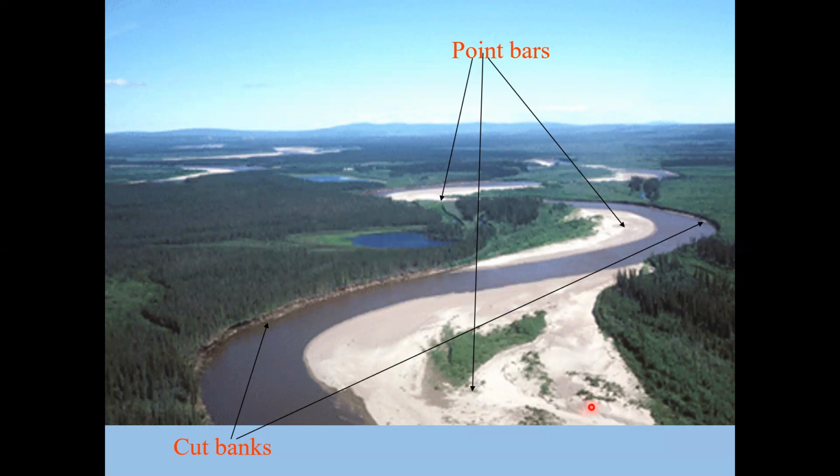And you can see these things. They're very obvious on topographic maps. They're very obvious from satellite images. You can see where the river has been over time based on where the oxbow lakes are or where the meander scars are.